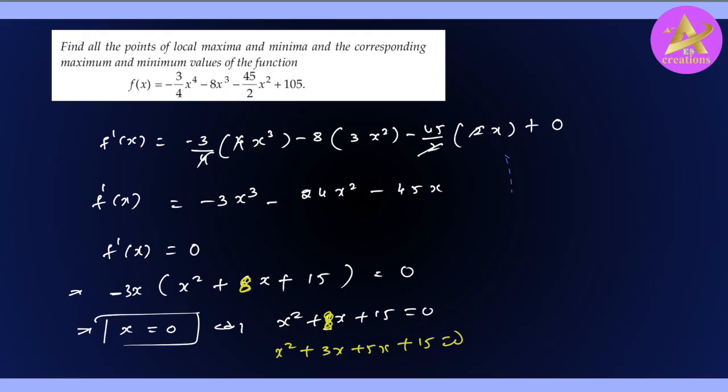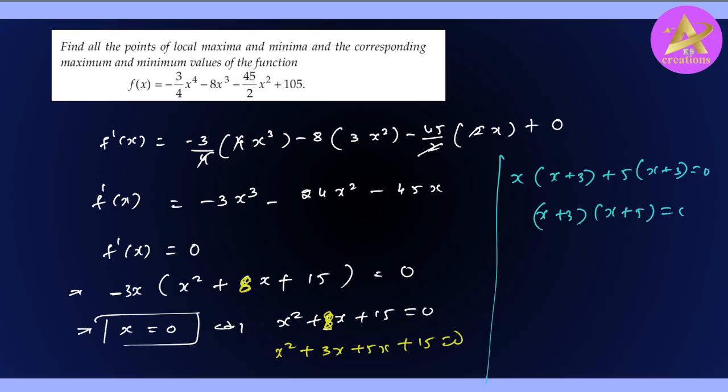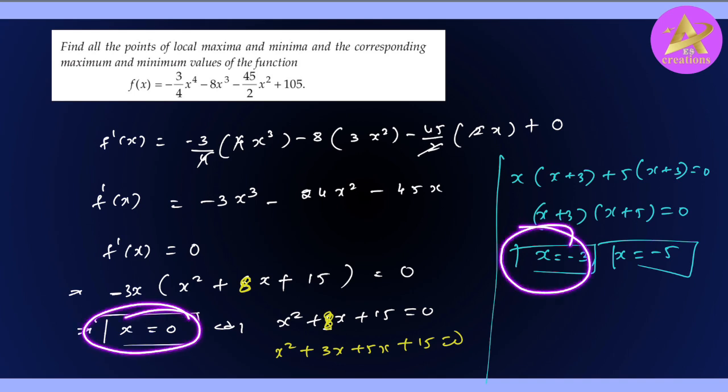Next, can I take x common here? We get x plus 3. Can I take 5 common here? x plus 3 equal to 0. Finally x plus 3 is common, and x plus 5, we get equal to 0. From here we get x equal to minus 3 and x equal to minus 5, and totally we get 3 x values. One is x equal to 0, and x equal to minus 3 and x equal to minus 5. From here we got 3 values.